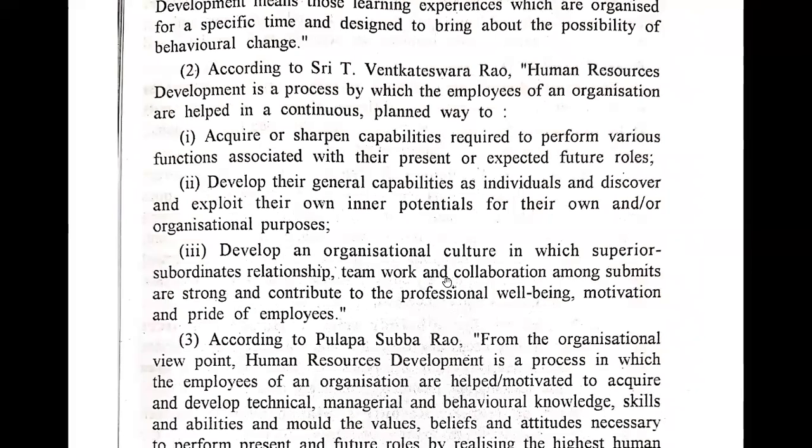So guys, here we also focus on the mental and psychological side of the manpower, because when we decide to develop our human resources, they are mentally trained also. We give them such an environment and train them to have good superior-subordinate collaboration and good teamwork in the organization, and collaboration among sub-units that is strong and contributes to professional well-being. Also, they will be motivated toward the work, and they will have pride.